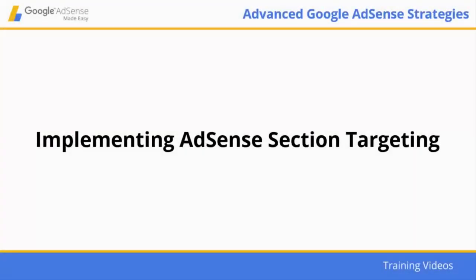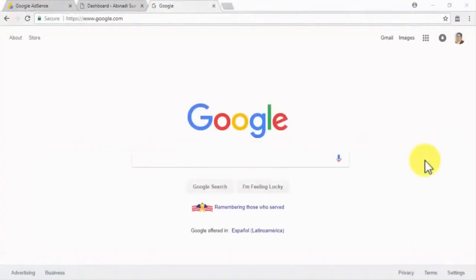Implementing Adsense section targeting. Hey there, everyone! There are certain parts of your website that might be affecting how effectively you are serving your ads, as well as their relevance. This is because sometimes the Google algorithm ends up targeting keywords that are not relevant to your site's content or to your visitors' interests.